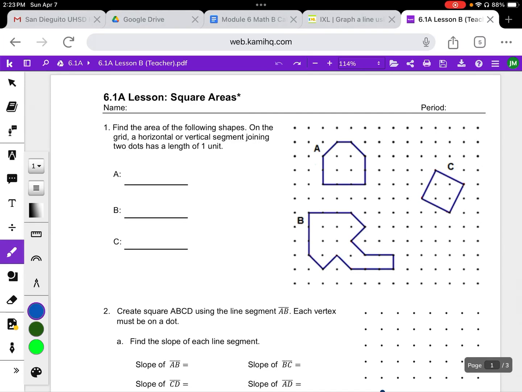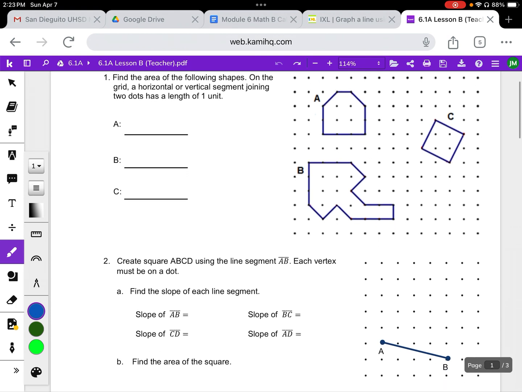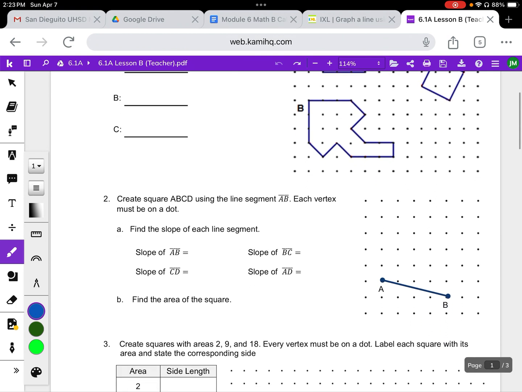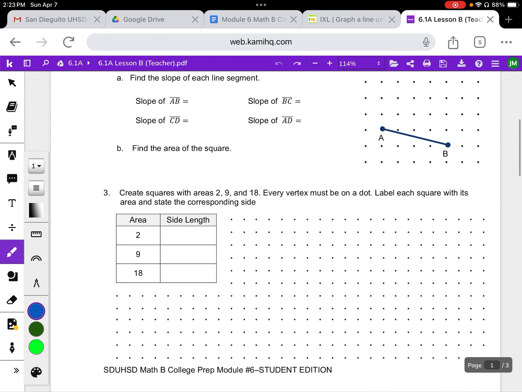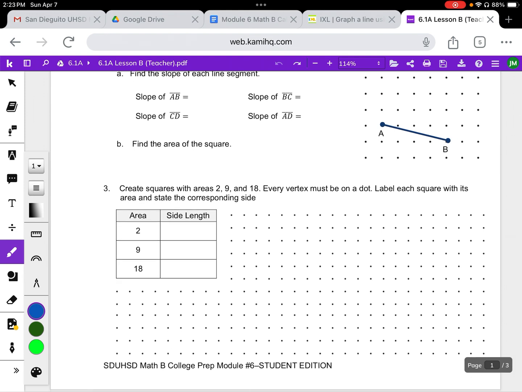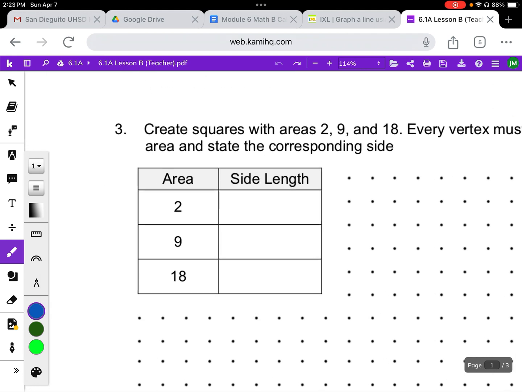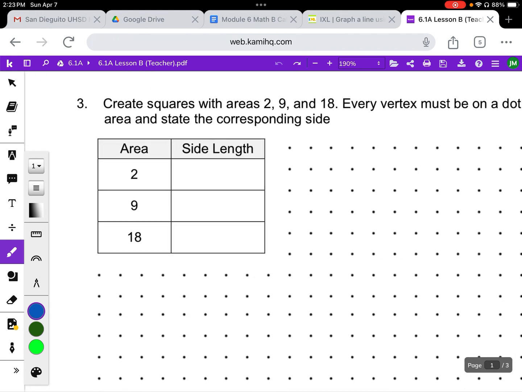This is the 6.1a lesson on square areas. We're going to skip the first part and go down to number 3, where we're going to create our own squares with given area. And we're going to zoom in, and we're going to start with, even though it's not stated here, this square.